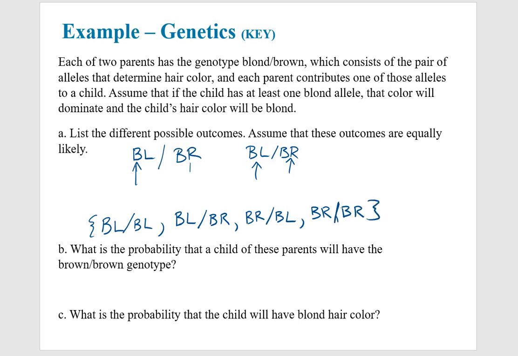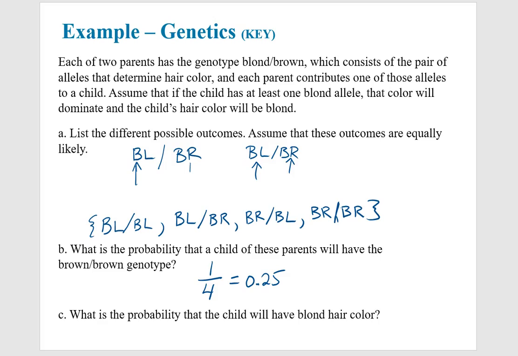All right, so there is your possible outcomes. There's your total sample, everything that could possibly happen. Now it says, what is the probability that a child of these parents will have the brown-brown genotype? So notice we have 4 things in our sample set, and only one of them has brown-brown. So 1 out of the 4. And that is 0.25, 25%.